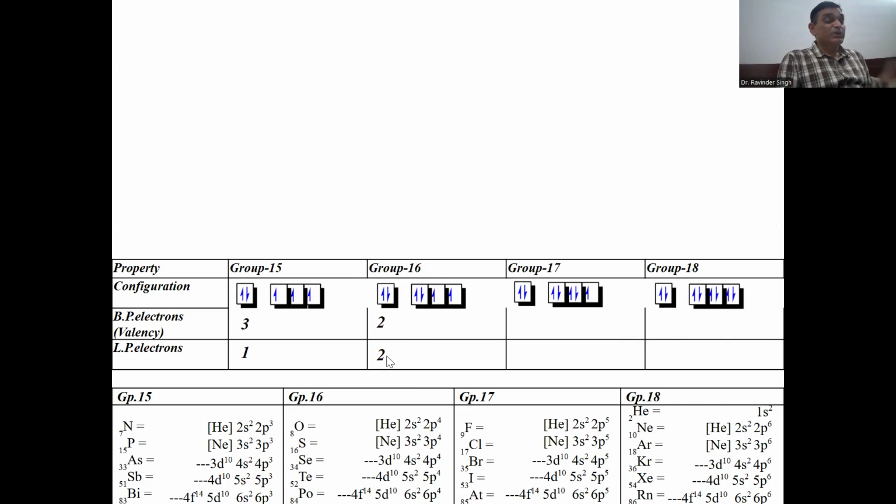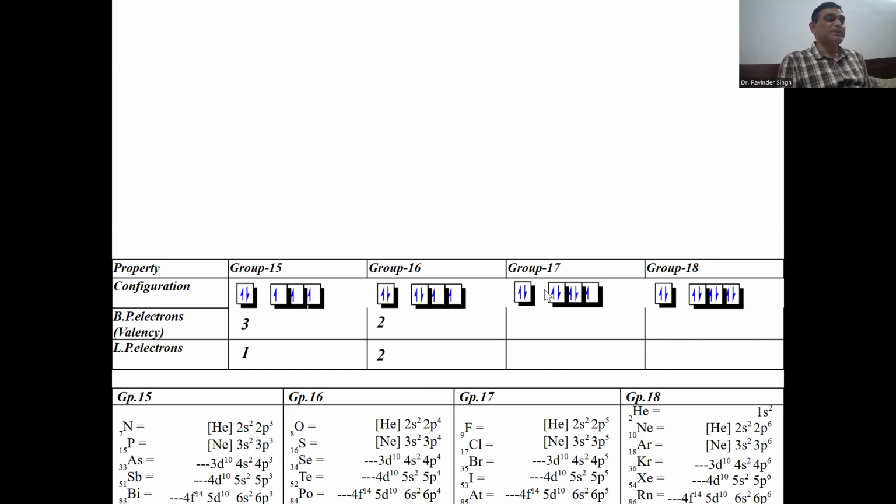You have to learn all these things always, because these things will be used during drawing of the structure, during determination of the structure related to these compounds. So these are the basic facts. These facts must remain in your mind. If you forget, just write the configuration and see what is the number of bond pair electrons or lone pair electrons in their valence shell.